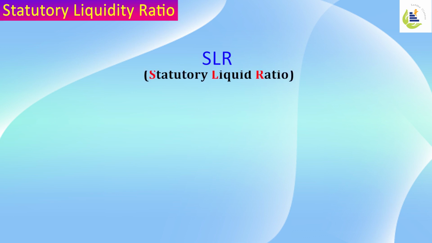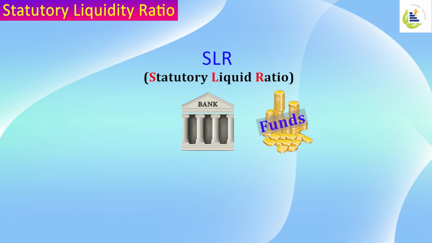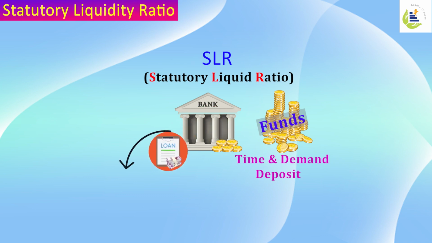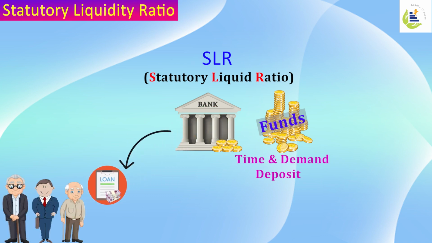SLR, which means statutory liquidity ratio, is yet another quantitative method for controlling credit in the hands of RBI. SLR is basically the percentage of funds every commercial bank has to keep as a reserve with itself from its time and demand deposits before giving loans and advances to its customers.